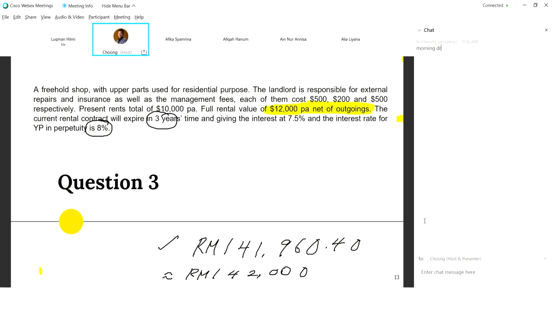And then also it must be net. So you have to deduct all the outgoings. Outgoings could be your insurance, your repairs, your management fees, right? Because you don't simply receive the rentals from the tenant and then claim that it's all the profit that you have. But it's not. You have to ensure that it is net income. That's the thing you have to focus on. Another thing is that you have to ensure that it is annual.